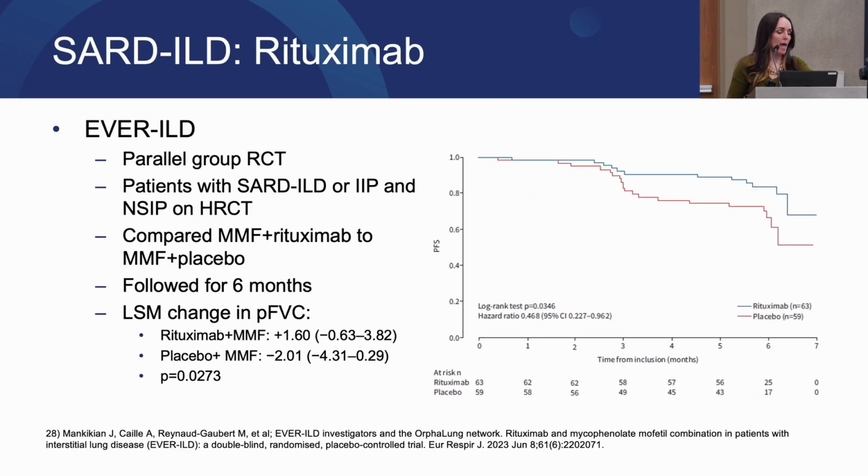Non-superior to each other. As far as rituximab, there's another EVER-ILD study looking at, again, patients with SARD-ILD, idiopathic interstitial pneumonias. Those are the COP, BOOP ones that we talked about, organizing pneumonia, NSIP, and they looked at these patients with high-risk, that were diagnosed by high-res CT, and then they looked at them with combination therapies, followed them for 6 months, and they were looking at the change in their FVC over time based on the combination therapies that they were on.